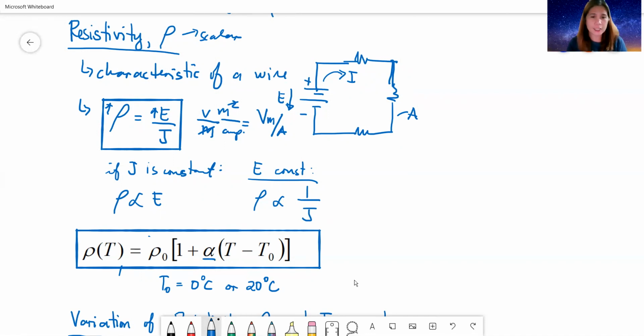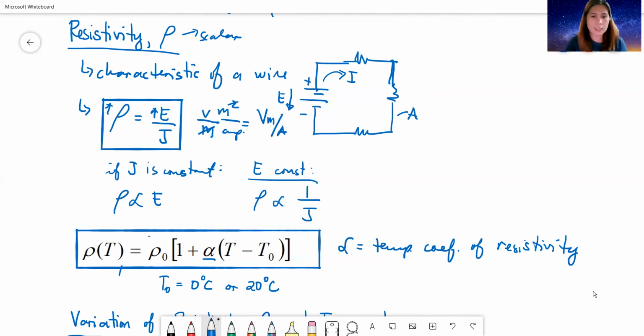And then alpha here is a certain constant which we call temperature coefficient of resistivity. So it's a constant which depends on the kind of material that you're using. So if you look at the function here, different metals will have different change in the resistivity, no? As its temperature changes. So there's this reference temperature T sub 0.